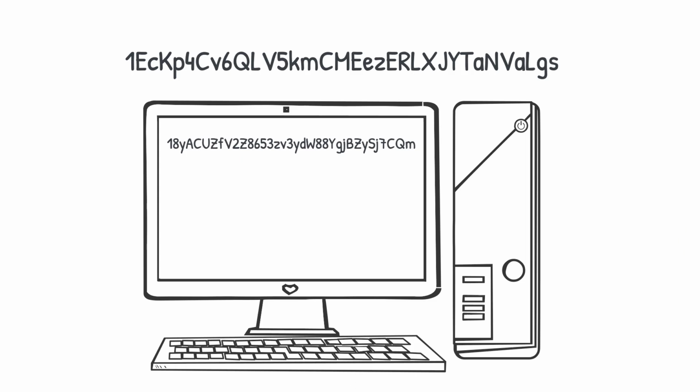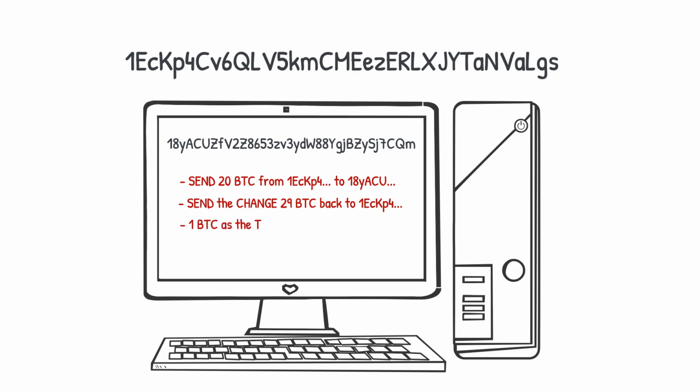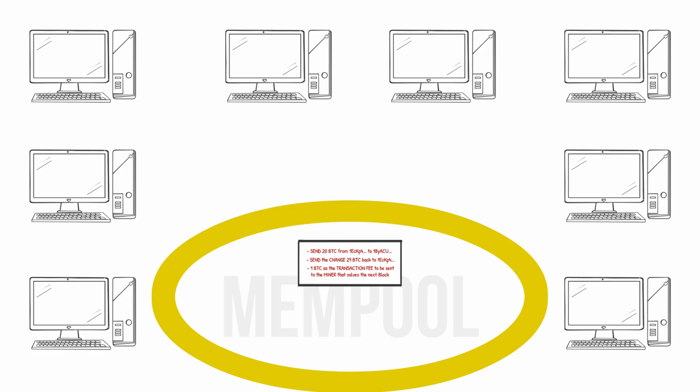The transaction will be to send 20 Bitcoins from 1ECKP4, etc. to 18YACU, etc. and send the changed 29 Bitcoins back to 1ECKP4, etc. and give 1 Bitcoin as the transaction fee to be sent to the miner that solves the next block. This transaction will immediately enter the memory pool called mempool, which can be picked up by any of the other miners in the network.